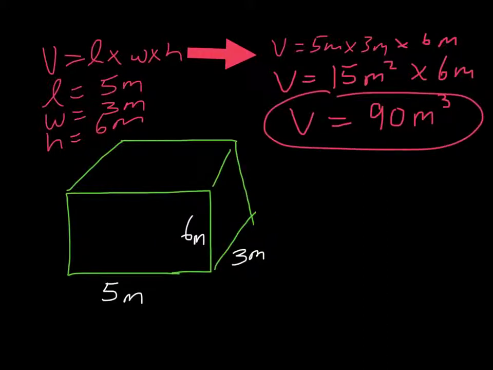The reason it's meters cubed is because if I had a cube and the length of each edge of that cube was 1 meter, I'd be able to fit 90 of them into this rectangular prism. And that's all that I need to do. Take my length, move it up, take my width, move it up, move my height, move it up, and just multiply everything together. Let's look at one more.